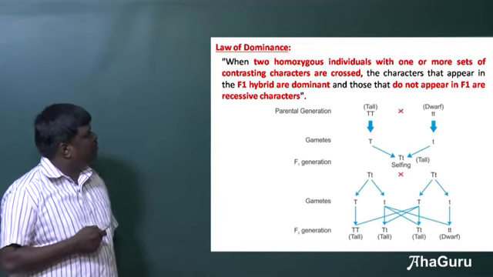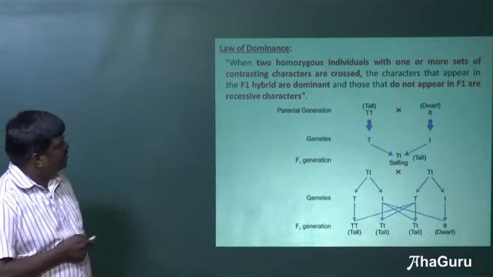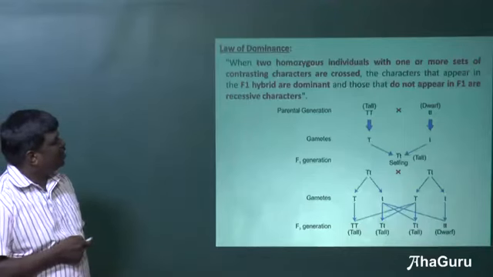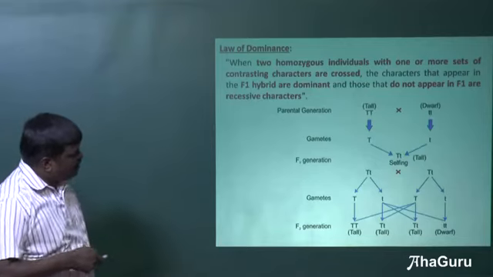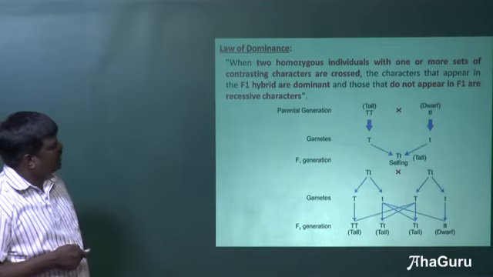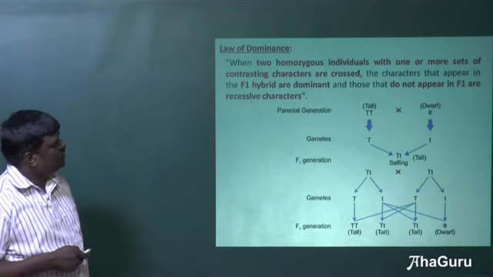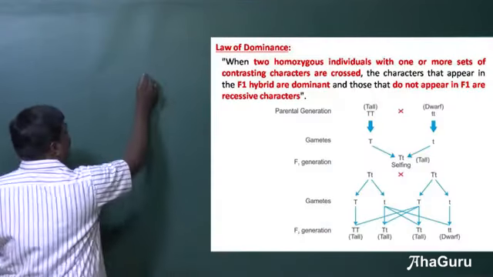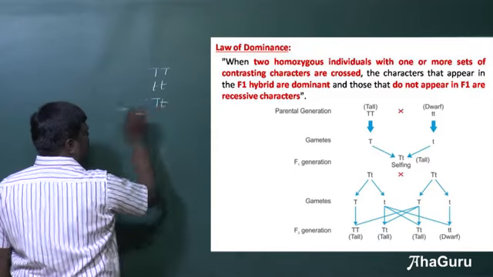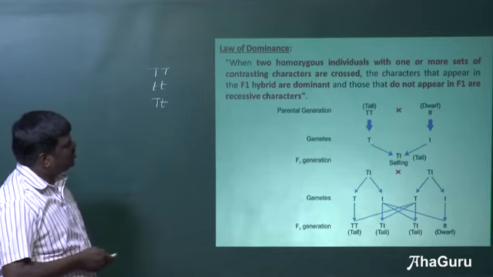The law of dominance proposed by Mendel explains that when 2 homozygous individuals with 1 or more sets of contrasting characters are crossed, this is the monohybrid cross. Here you can observe the 2 homozygous individuals: capital T, homozygous, and small t, homozygous. How can we tell it is homozygous? If both the alleles are alike, it is called homozygous. If they are different, it is called heterozygous. So here, these 2 were homozygous crosses.